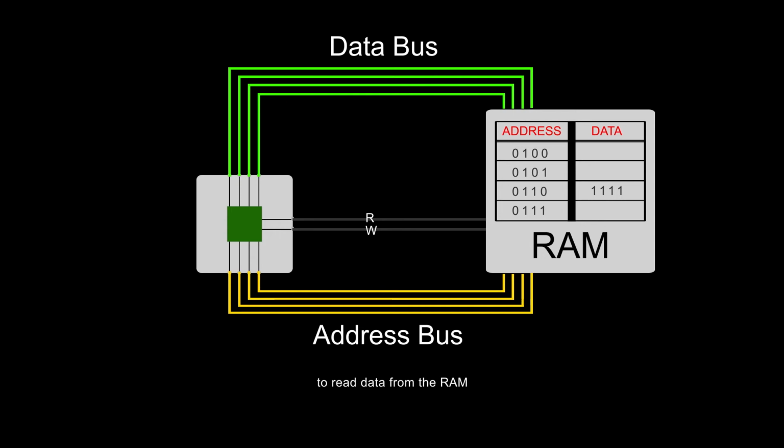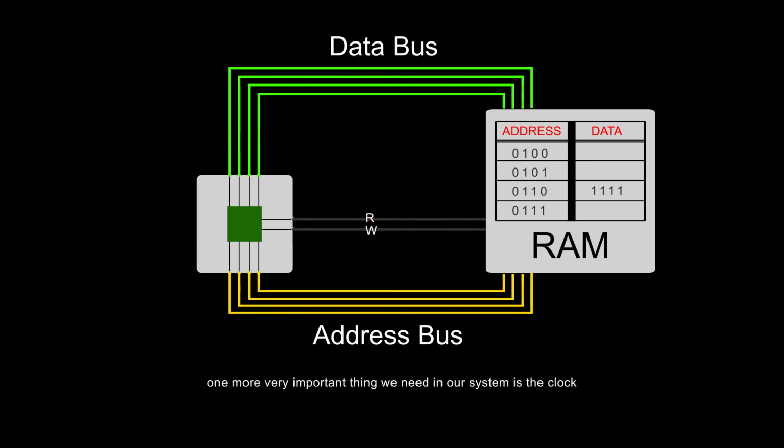To read data from RAM, the CPU puts the address which it wants to read data from on the address bus, and sends a read signal through the control bus. RAM takes the data at address 0110 and sends it back to the CPU.